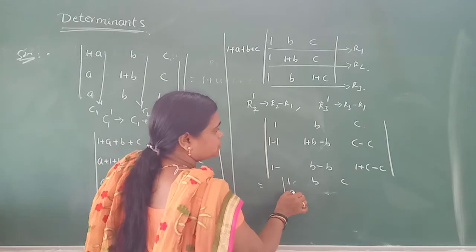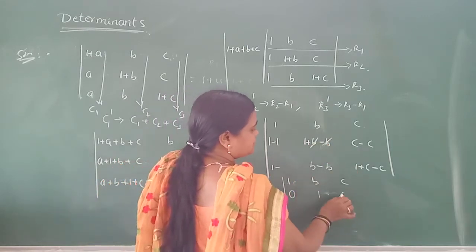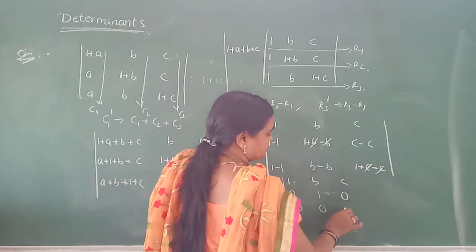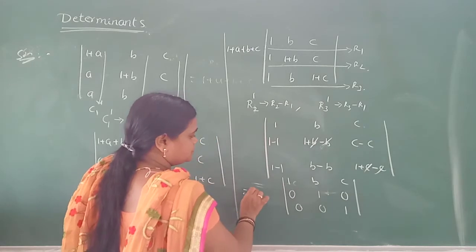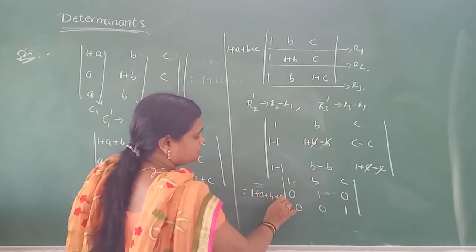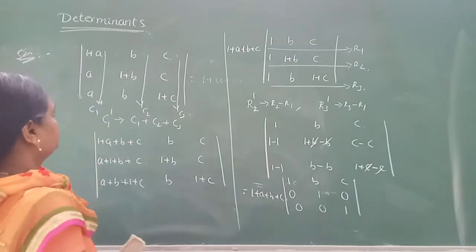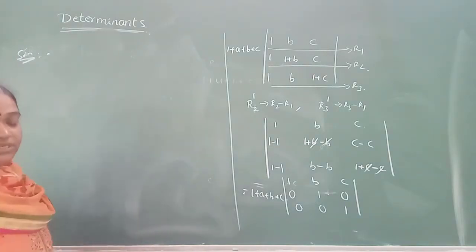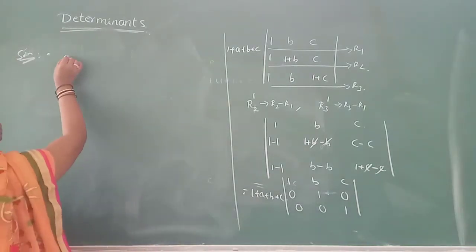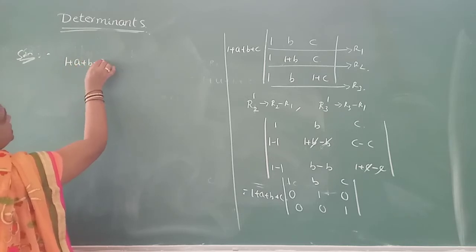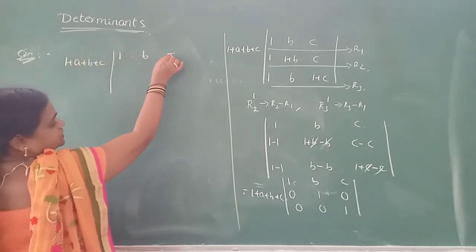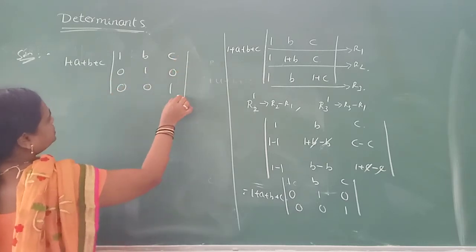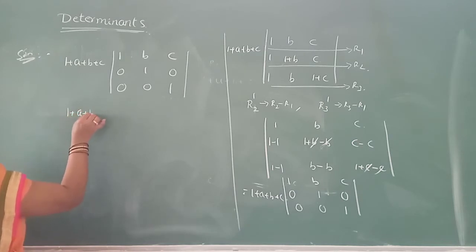1 minus 1 is 0. 1 plus B minus B get cancelled. C minus C is 0. 1 minus 1 is 0. B minus B is 0. 1 plus C minus C get cancelled. What is it? 1. Means we can get the answer in the form of 1 plus A plus B plus C. 1, B, C, 0, 1, 0, 0, 0, 1 means it is 1 plus A plus B plus C.